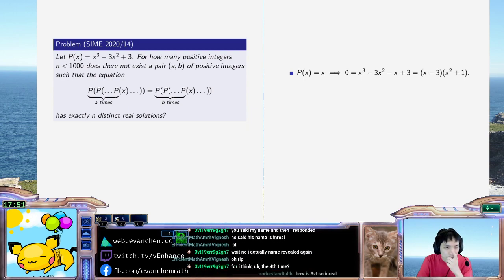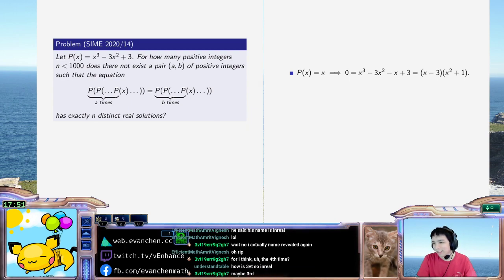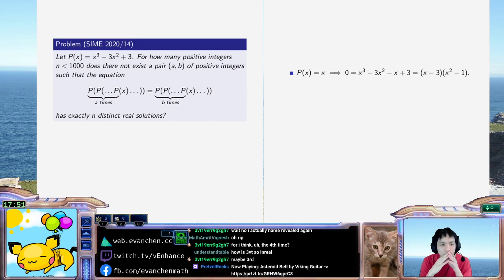Minus 3x squared. Did I mess up? I messed up already. This is x squared minus 1. Okay, so in fact, there's like 3? Oh no. There's 3 fixed points. Okay. Fine.